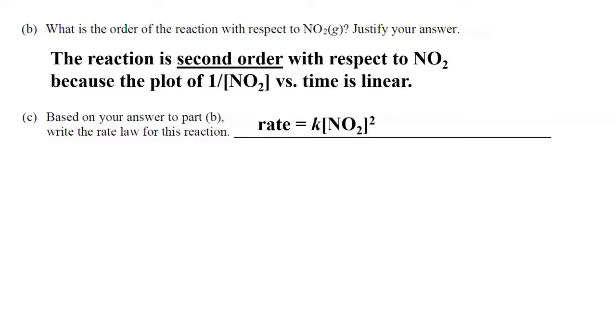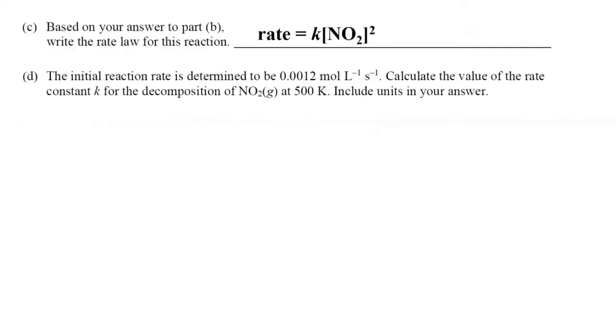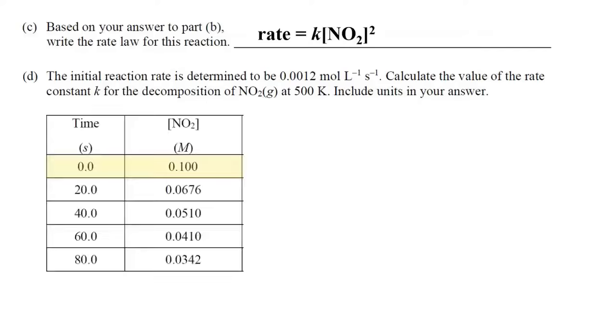Now let's take a look at part D of this question. It says the initial reaction rate is determined to be 0.0012 moles per liter per second. Calculate the value of the rate constant k for the decomposition of NO2 at 500 kelvins. Include units in your answer. So we have a rate law. We have an initial concentration of NO2 at time 0. Let's plug in everything we know from this particular question into the rate law.